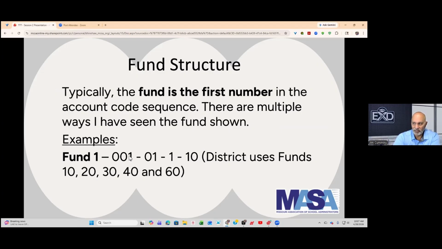Typically, the first number in the account code is your fund. Some examples are 001, that's a SysFin code, 011. Some districts, like I said, I've used 10. And for that particular district, they have 10, 20, 30, 40, and 60, but it's really 1, 2, 3, and 4.